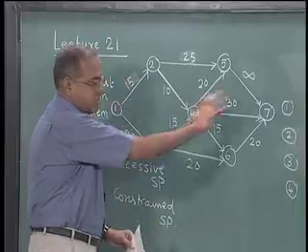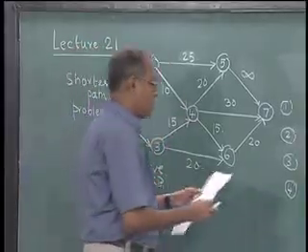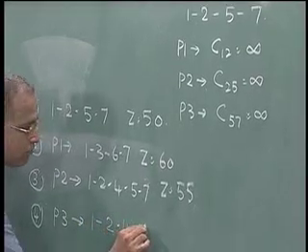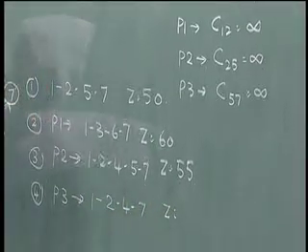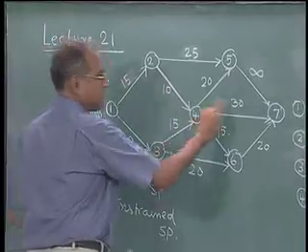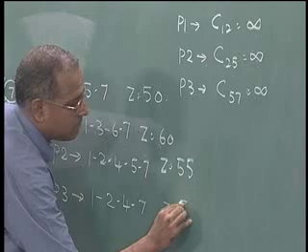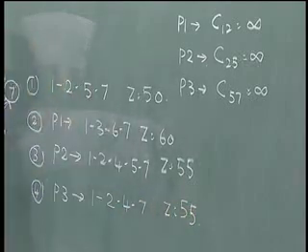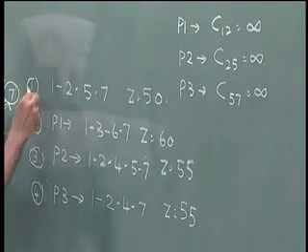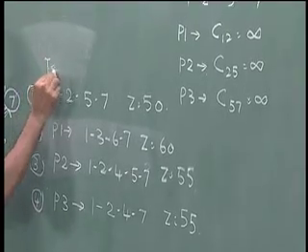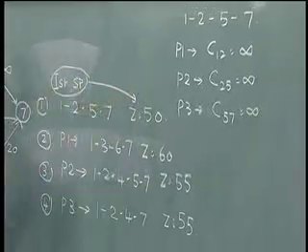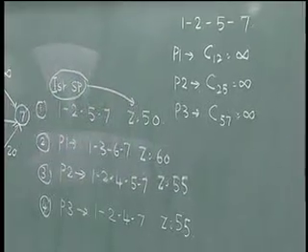Now, one more pass of Dijkstra's algorithm would give us the solution 1 to 2, 2 to 4, 4 to 7 with z equal to 55. So, 15 plus 10, 25 plus 30, z equal to 55. So, now what we have done is this is the first shortest path, 1, 2, 5, 7 with z equal to 50.